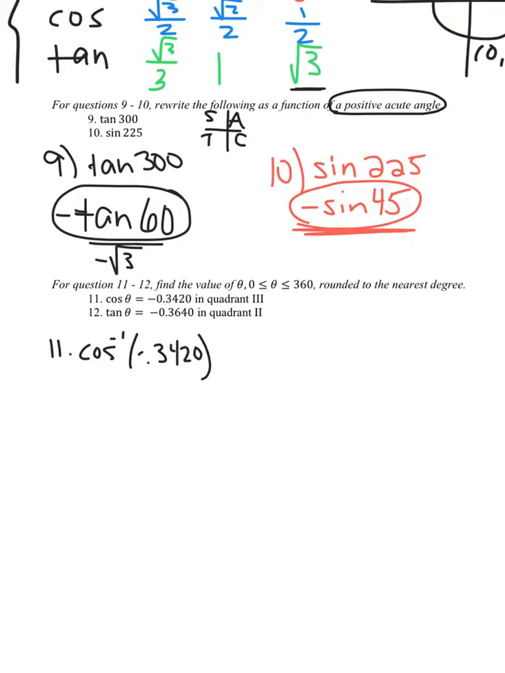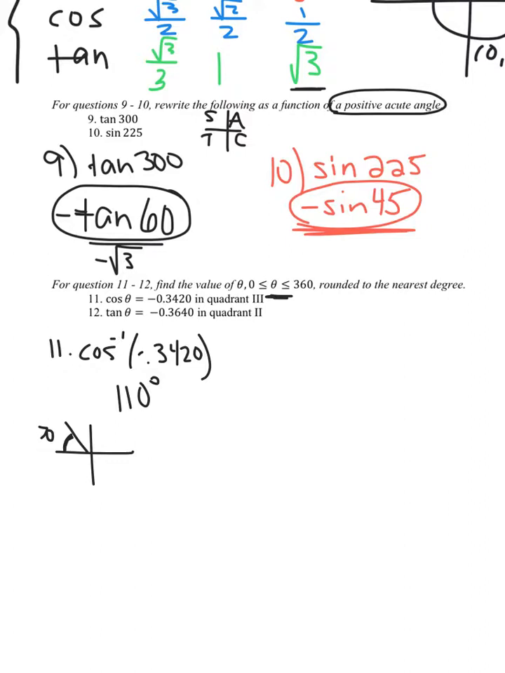Okay, so when you actually do that in your calculator, you end up getting 110, right? So 110 degrees, that's over here. So I need my reference angle. My reference angle from 180 to 110 is 70 degrees. So I need to keep that in mind because I have to be in the third quadrant.